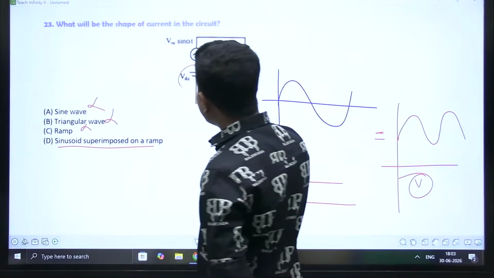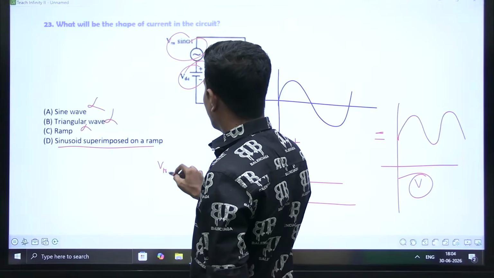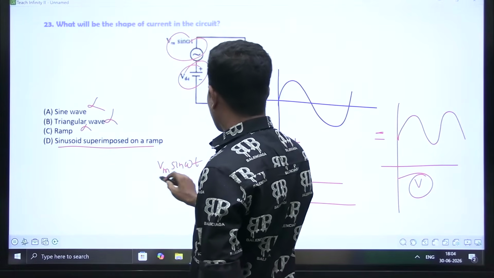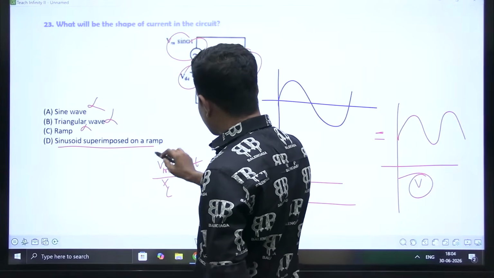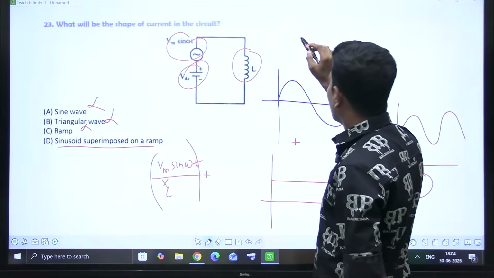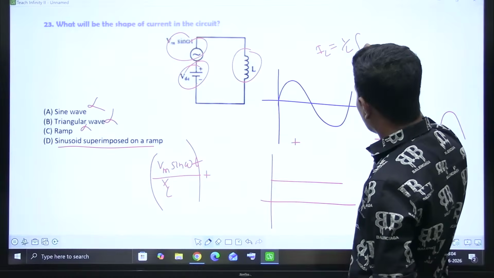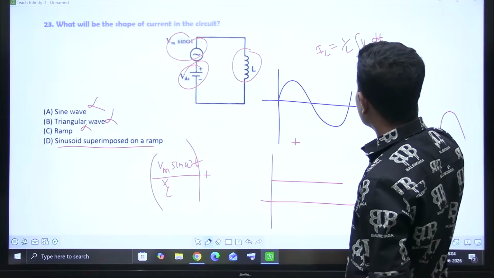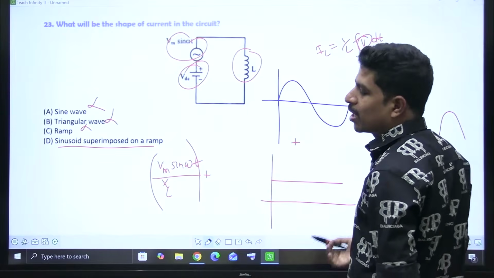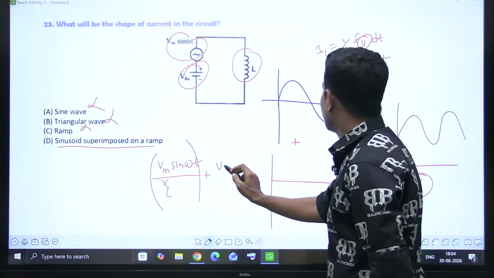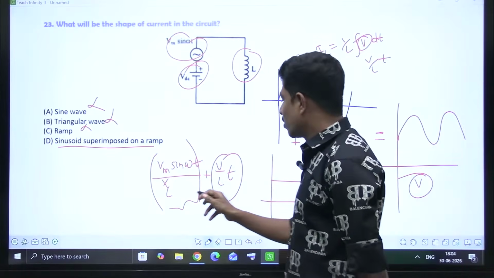Now, when you are giving AC to a sinusoidal source, current will be AC. See, Vm sine omega t you are giving as voltage, then current will be Vm sin omega t by XL. But for DC, what is the current? V is equal to L di by dt. IL is equal to 1 by L integral V dt. V is DC. So V by L into T. What is integration of a constant? It is multiplied with T. Now this is a ramp. This is sinusoidal. A sinusoidal superimposed on a ramp.